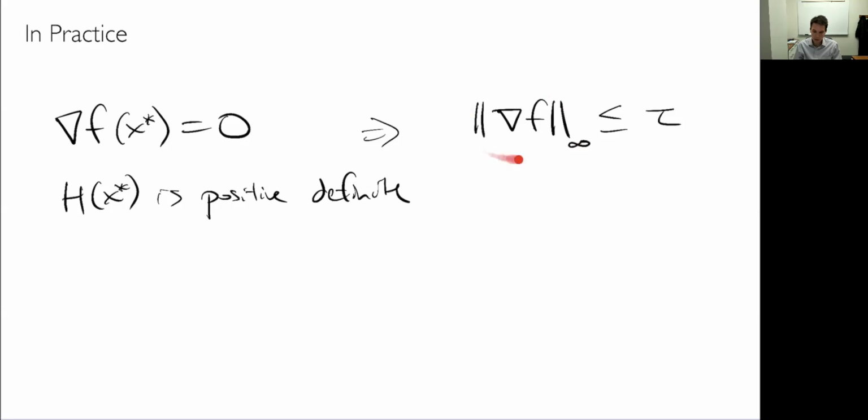So in other words, we're taking every entry in the gradient and forcing it to be below this tolerance, rather than some sum of the squares or whatever. So this is a very common criterion here.